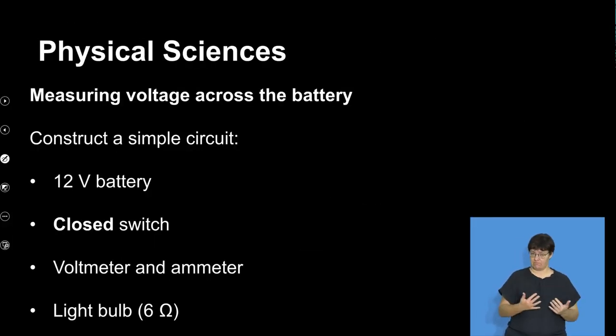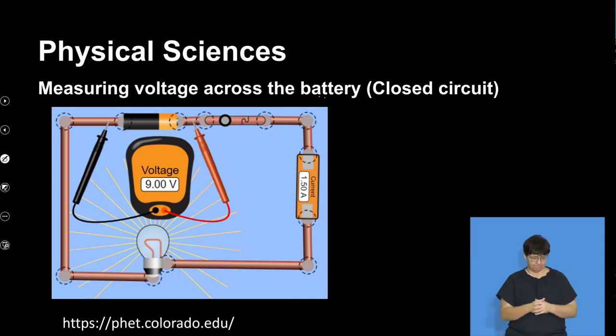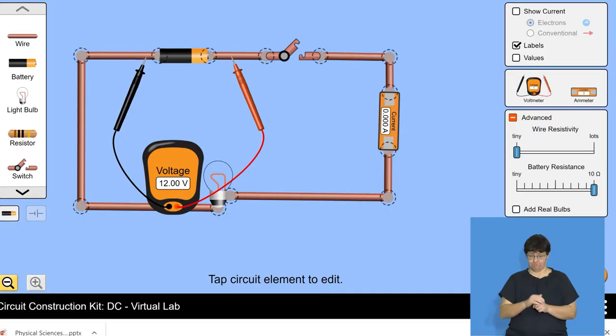So we are measuring voltage once again across the battery, but we're going to construct the same circuit. We're using a 12-volt battery, but with emphasis now, we're going to close the switch and make our observation, and then talk the science behind that. We'll also use the ammeter and voltmeter to take readings. We'll still use our 6-ohm light bulb in our circuit. So this is the setup. Now let's go straight to our simulation and see what happens.